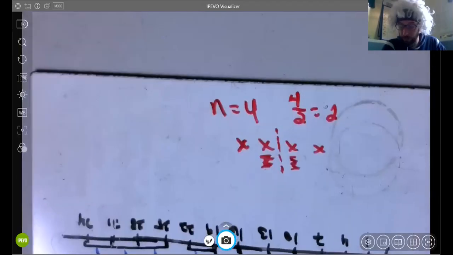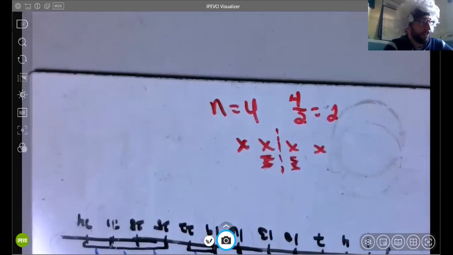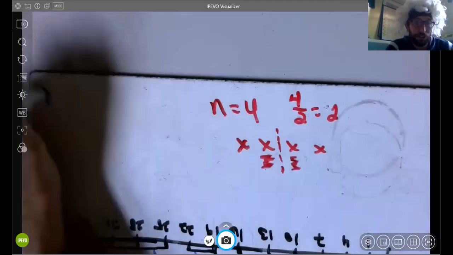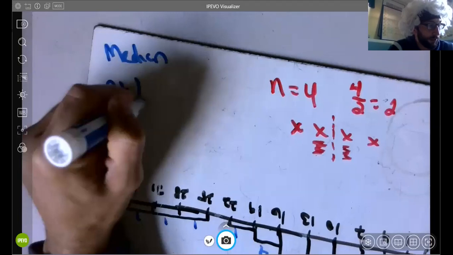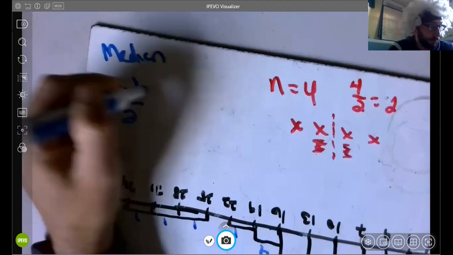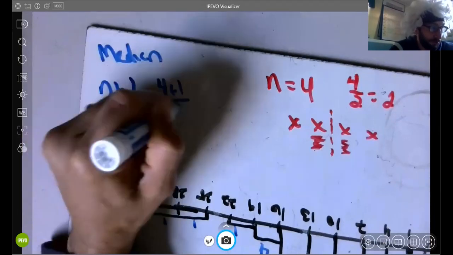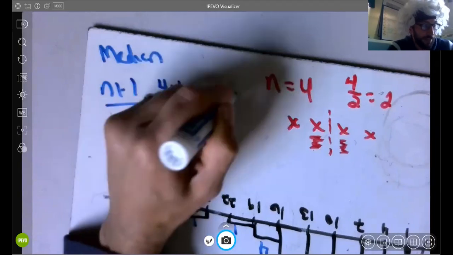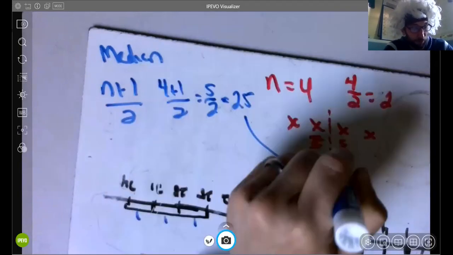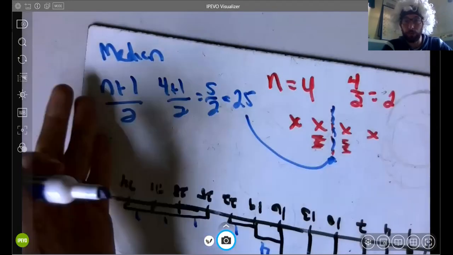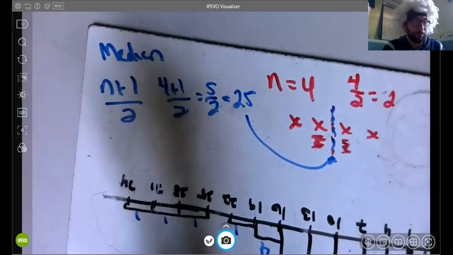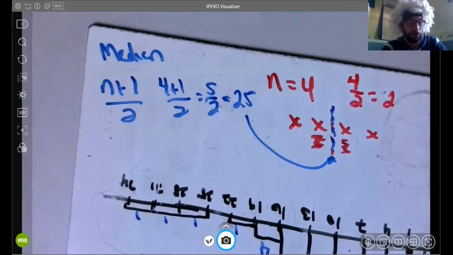Or another strategy, some books use for the median this idea of doing n plus 1 over 2. And for this red example I just made up, we would have 4 plus 1 over 2, which gives us 5 over 2. So that would then tell us the median is the 2.5 data value. So this is kind of just memorizing a formula, whatever, it works, right? It's still based on the same logic, right? Two different ways to think about it, whatever, red or blue.